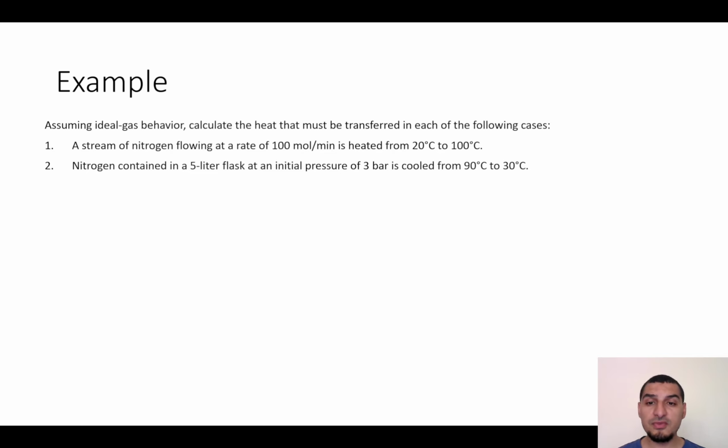So the main difference between the two cases is the type of system. The first is a system where there is mass going in and out, so it's an open system. The second is a closed flask, so it's a closed system. So in this case we will deal with the enthalpy. Here we will deal with internal energy. So this is the main difference between these two cases.